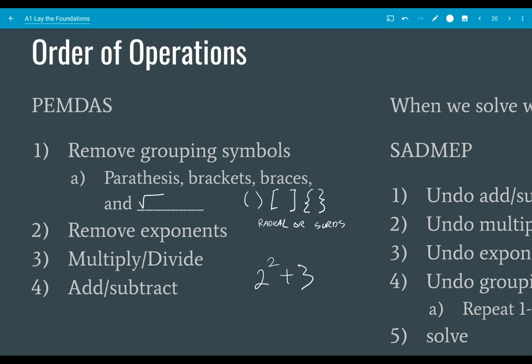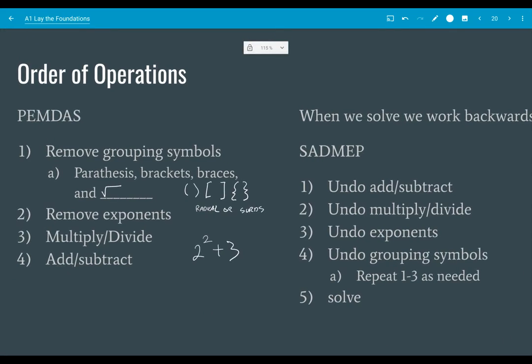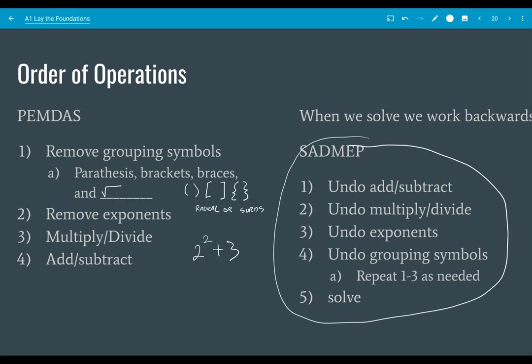Now, what we're going to start to really look at in this class is reversing that, or what I like to call SADMEP. Okay? Which means you undo any addition or subtraction first, then you undo any multiplication or division, then you undo exponents, then you undo grouping symbols. After you undo the grouping symbols, you may need to repeat steps 1 through 3, and then last we solve. Make sure this gets into your notes, and if you have any questions about that, write that off on the left-hand column, because we will revisit that.